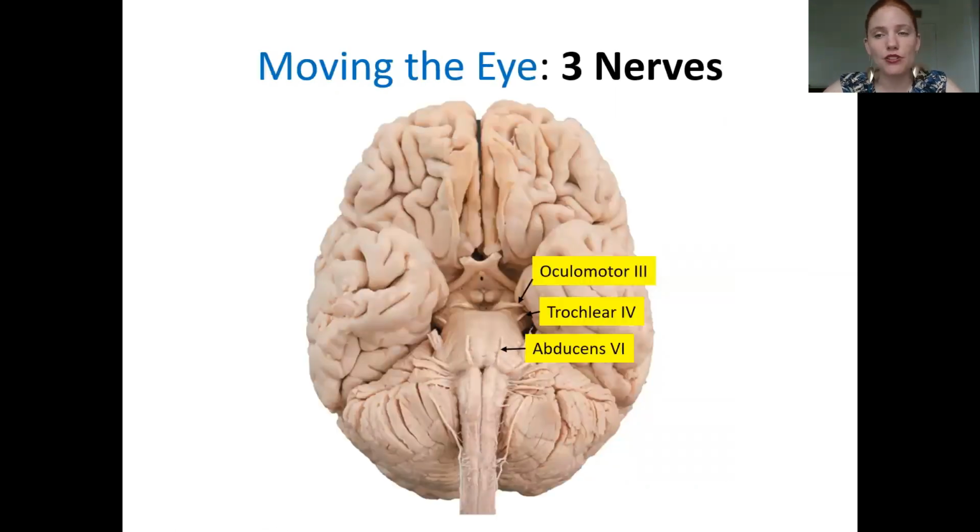Moving the eyes around. Now this is a little bit complicated because you have 6 different extrinsic eye muscles, so eye muscles on the outside of your eye, and those 6 are going to be controlled by 3 different nerves. We have the ocular motor nerve, oculo as in eye, motor as in move, trochlear nerve, and I'll explain where that name comes from, and the abducens nerve, and again I'll explain where that name comes from. Okay, so 3, 4, and 6.